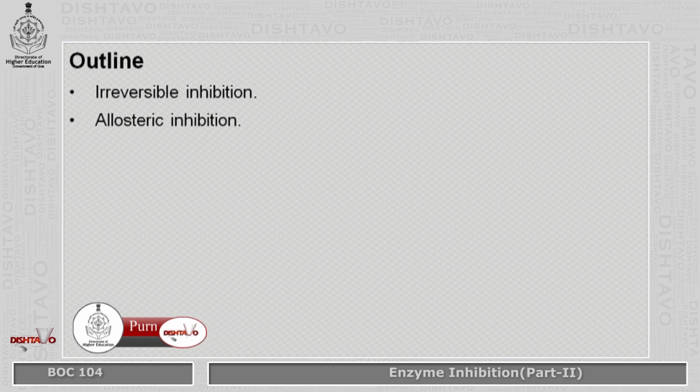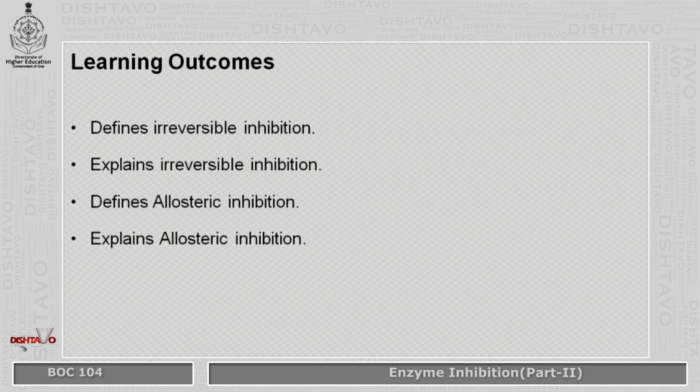In the previous module, you have already studied about the reversible inhibition. At the end of this module, the student defines irreversible inhibition, explains irreversible inhibition, defines allosteric inhibition, and explains allosteric inhibition.